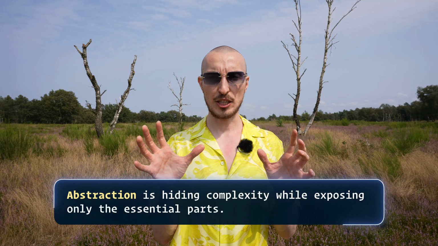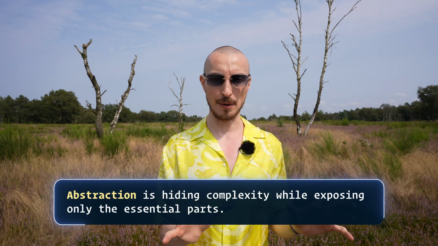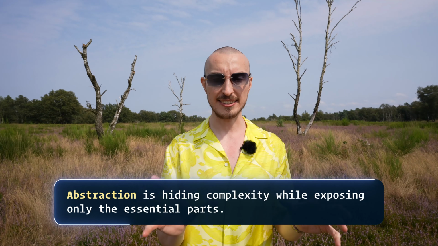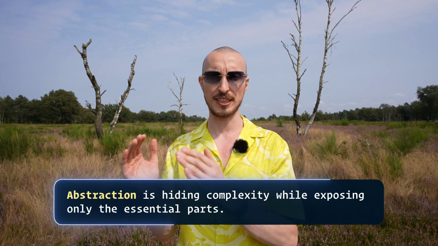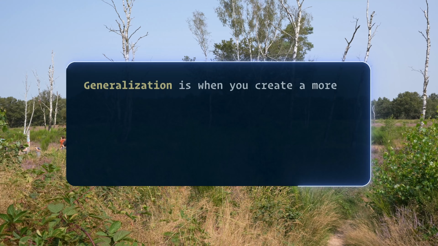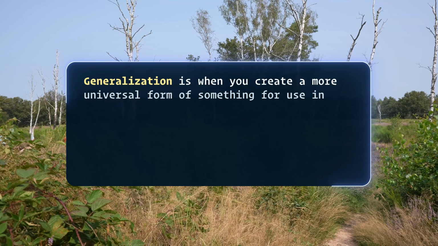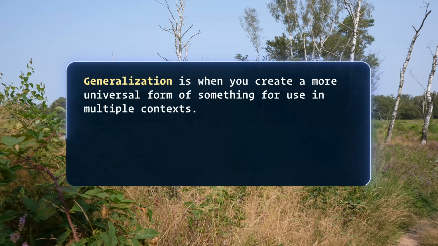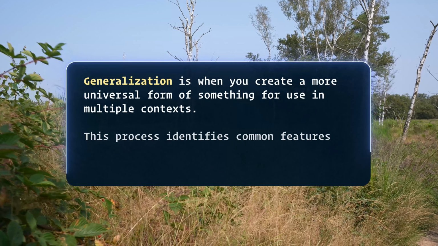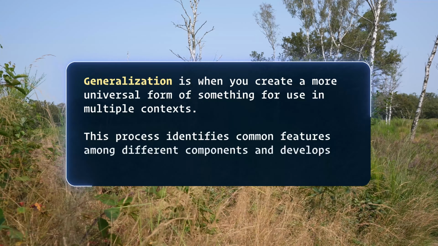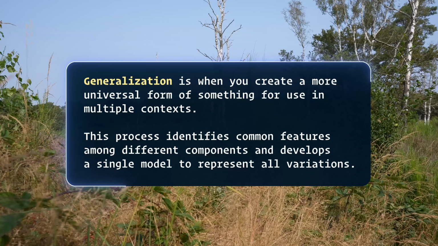Another key concept that you need to understand is the concept of abstraction. Abstraction is when you take the complex realities and hide them and only expose the necessary parts of your objects or your system. There are two types of abstractions: generalizations and specializations. Generalization is when you create a more universal form of something for use in multiple contexts. This process identifies common features among different components and develops a single model to represent all variations.